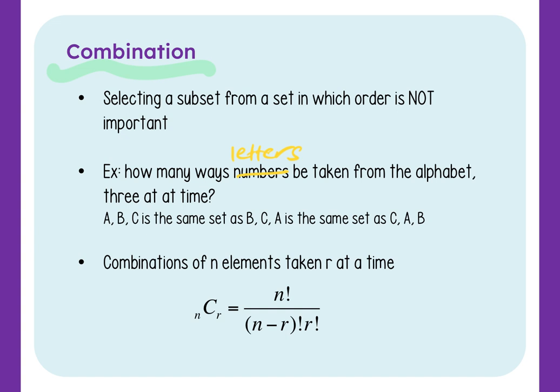But this is nCr, and nCr should look familiar. It's the same exact thing as your binomial coefficient. nCr, which is how you find the number of ways a combination can happen, is n factorial over n minus r factorial times r factorial.